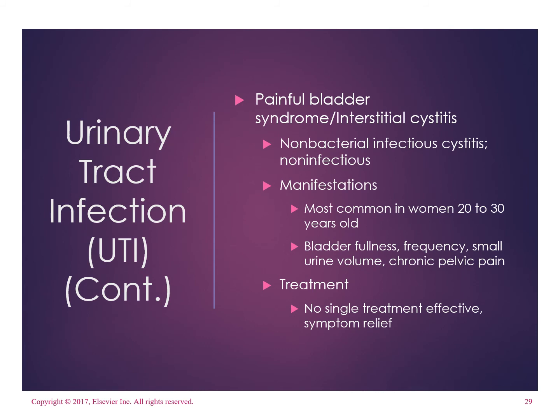The pain lasts longer than 9 months. They do get bladder fullness, frequency, small urine volume, and chronic pelvic pain. For treatment, there's no single effective treatment. Overall, we try intravesical therapy, sacral nerve stimulation, and Botox treatment to relieve symptoms. Surgery is used in refractory cases.